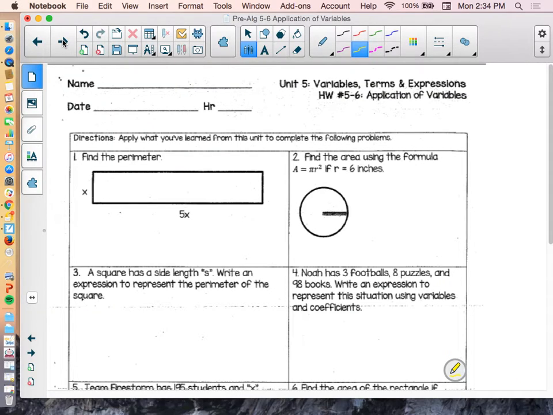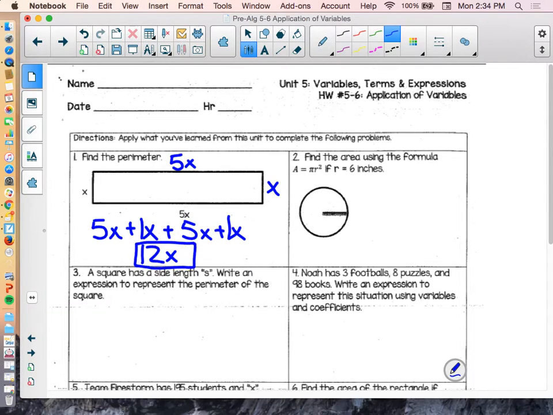Okay, the homework, here it is. So the very first problem looks a lot like what we had on the example. Notice to find the perimeter, you need to remember what you've learned about perimeter, that we add all the sides and that the opposite sides will be equal. So now we have 5x plus 5x plus x. And then we just put all those together. Remember, if it's just an x, it means 1x. And so I have 6 plus 5 is 11, and plus 1 is 12x. So that would be my final answer. You could write units to be even more exact.